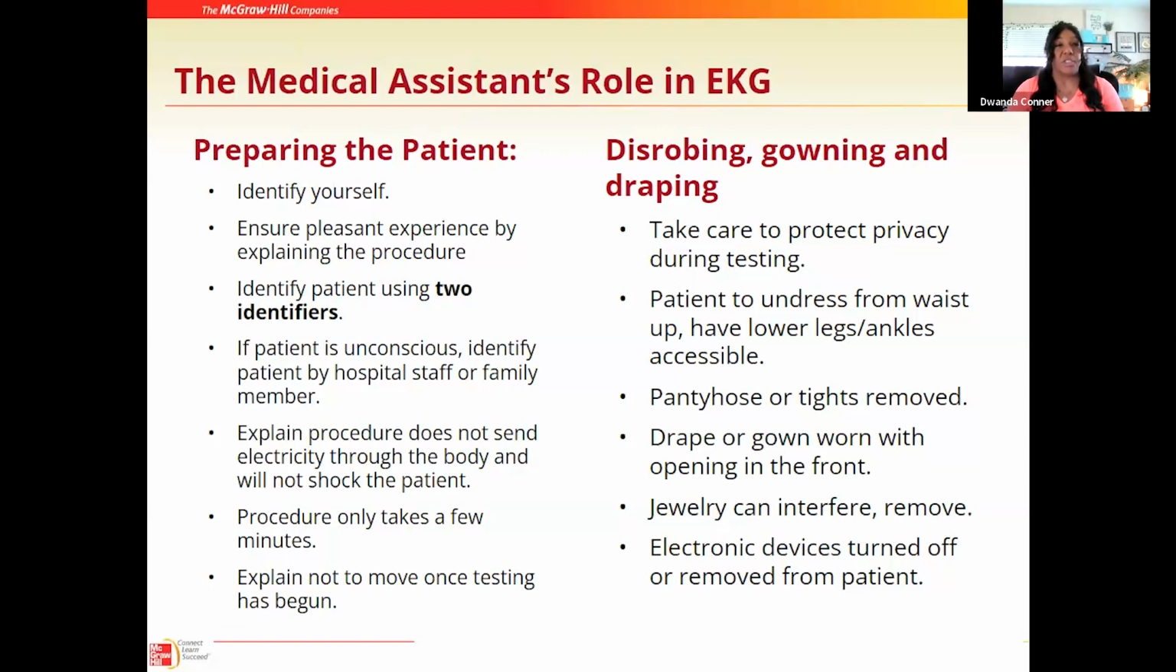And if they're wearing any jewelry, any body jewelry, we're going to ask them to remove that so that it doesn't interfere with our reading, as well as what I mentioned before with the cell phones, have them turned off and placed away from the testing site.